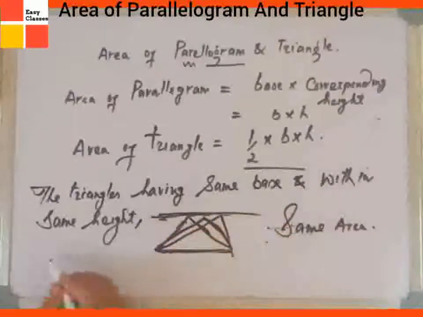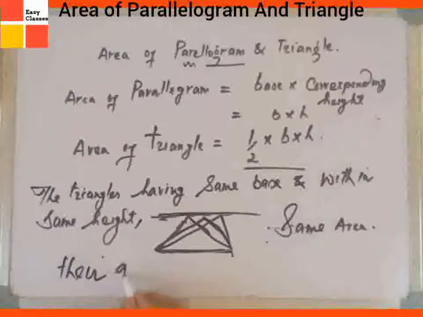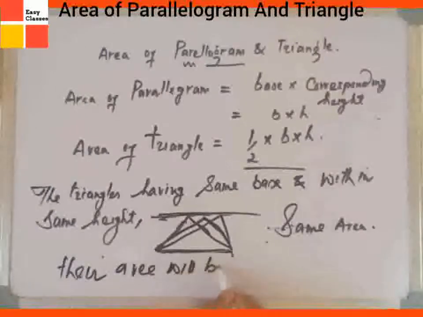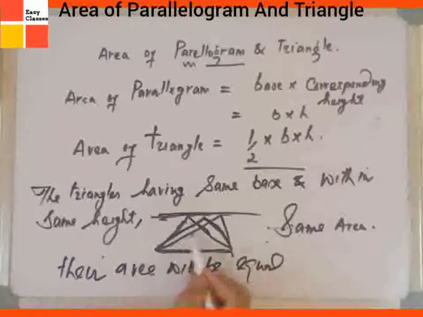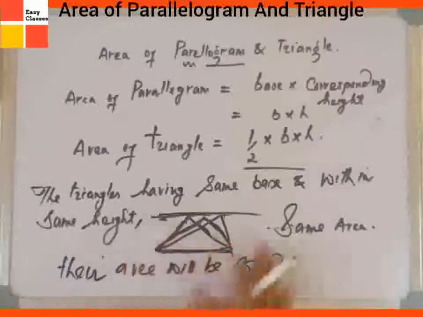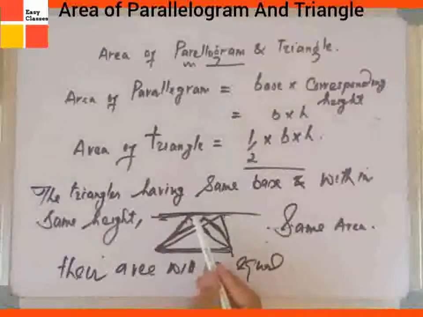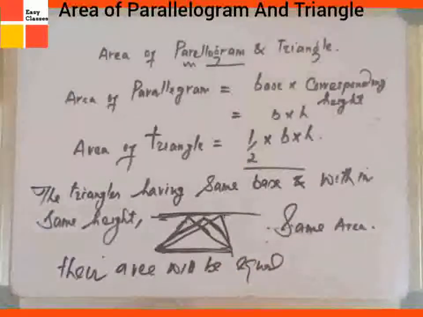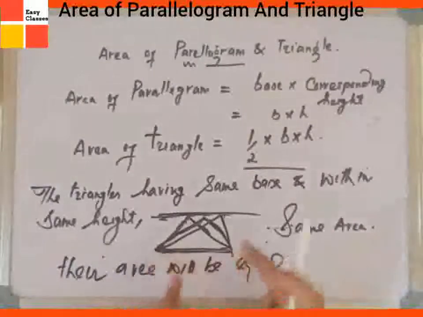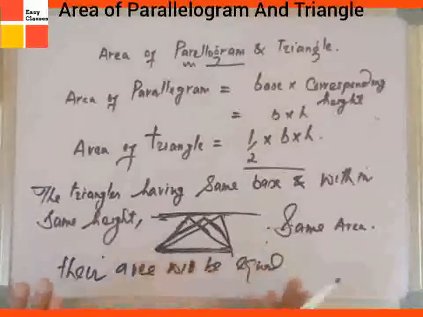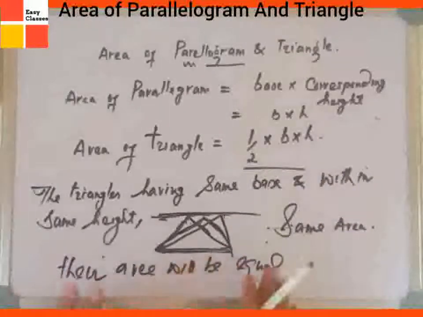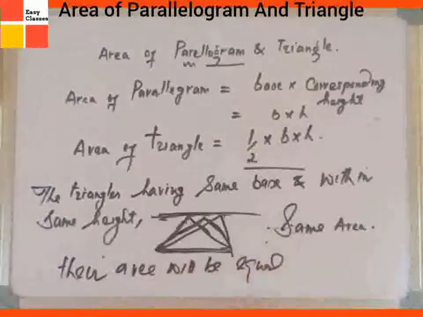So their area will be equal. That means the area of this triangle will be equal to the area of this triangle, and that will be equal to this triangle. All 3 triangles will carry equal area because they are on the same base and between the same 2 parallels, right? That means their height is the same, so this is quite obvious. The measurement of the base is the same, and the height is the same, so the area of these triangles will be the same, right?